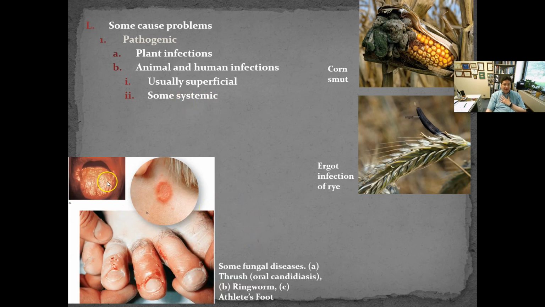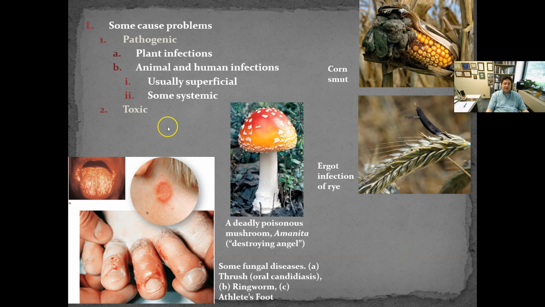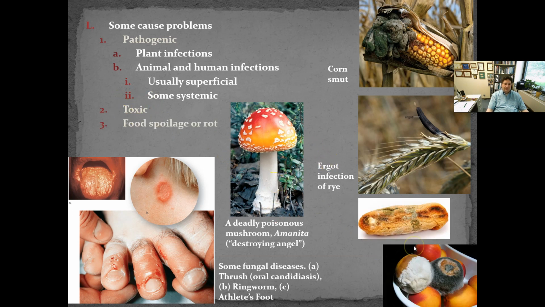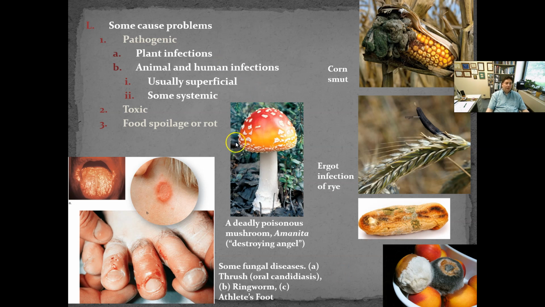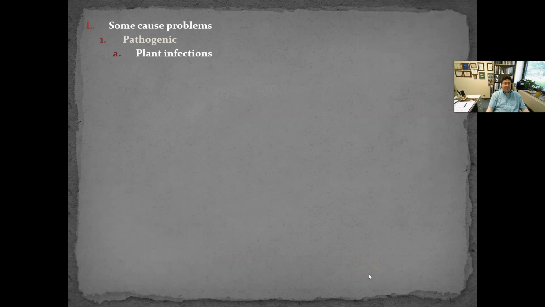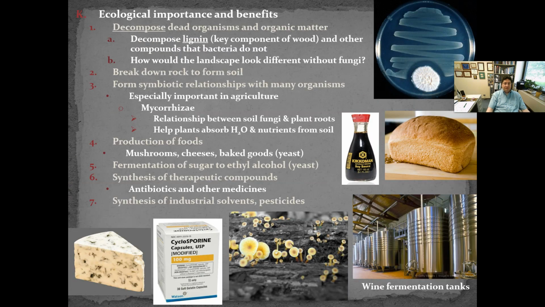So things like this yeast infection here on the tongue and mouth, ringworm, athlete's foot, all fungal infections. Some are outright toxic and deadly, like this destroying angel. Others cause food spoilage and rot, and still others might do more than one of these. So while there's a good side to fungi, there's also a negative side. Mostly quite good. Anything on this list here is impressive.